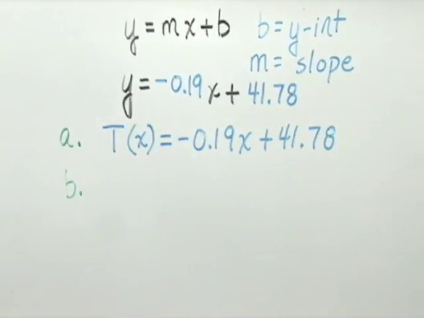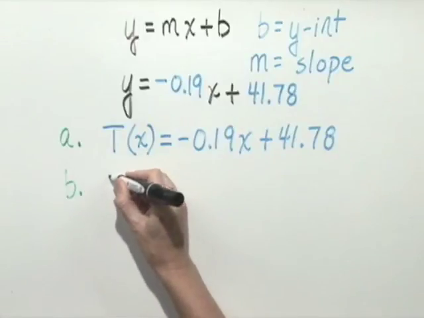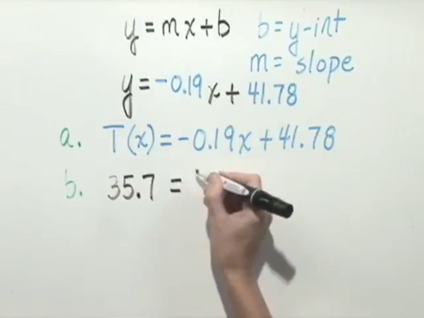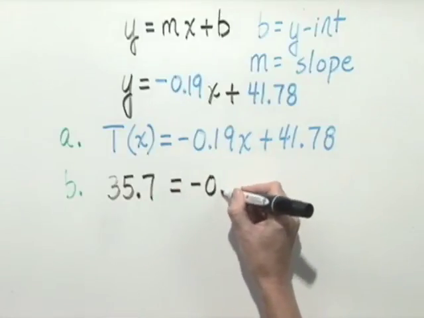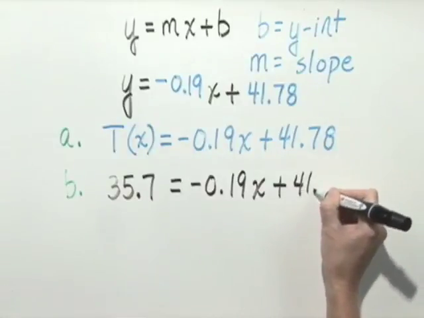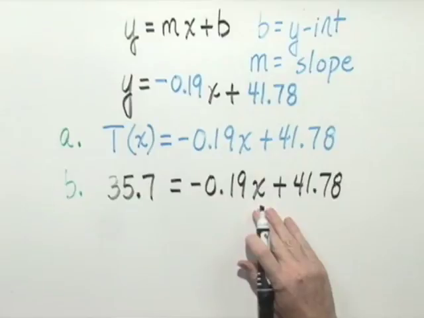Now in Part B, we're given a different question. In Part B, we're asked, when will the winning time be 35.7 seconds? So in other words, I want to substitute 35.7 in for t of x. 35.7 is equal to negative 0.19x plus 41.78, and I want to solve this equation for x.